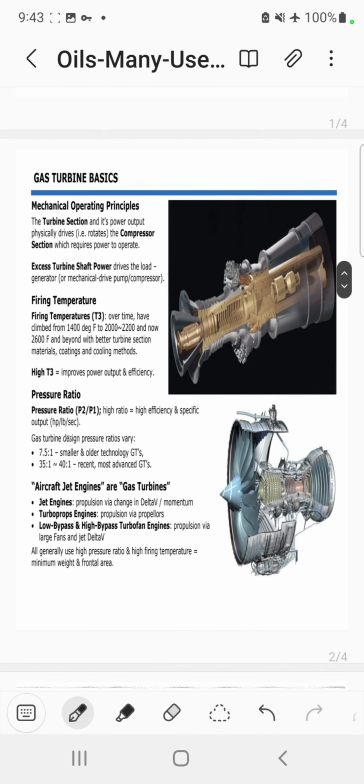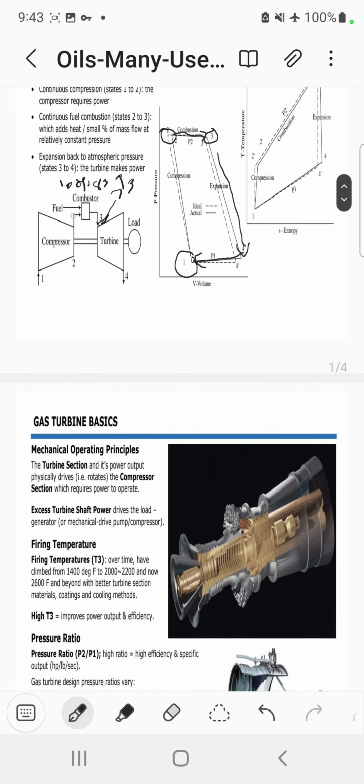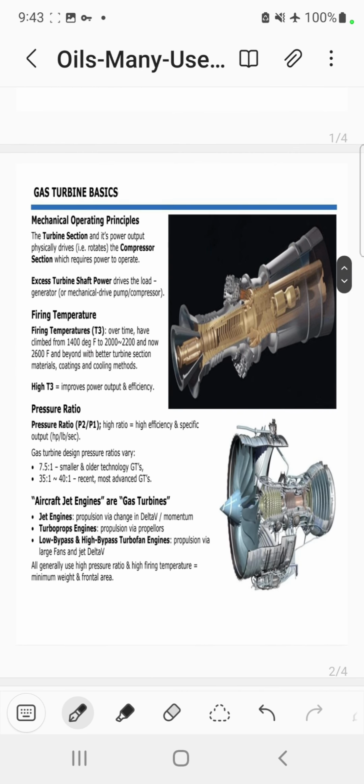Now the pressure ratio. The pressure ratio is regarding the compressor side, which is here. This is the compressor side. So we can see the ratio here is 7.5 to 1 for smaller and older technology GTs, and 35 to 1 or 40 to 1 for the most recent advanced GTs. See, there is a big difference between the old models and the new models regarding the compressors. So inshallah in the future we will have better and better compressors regarding the pressure ratio.